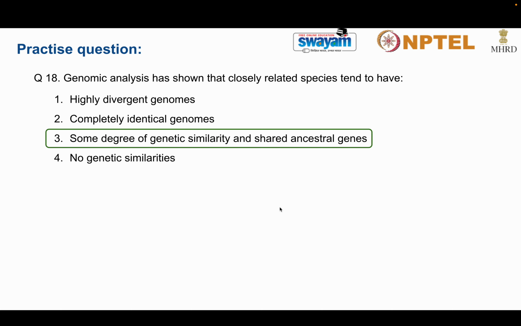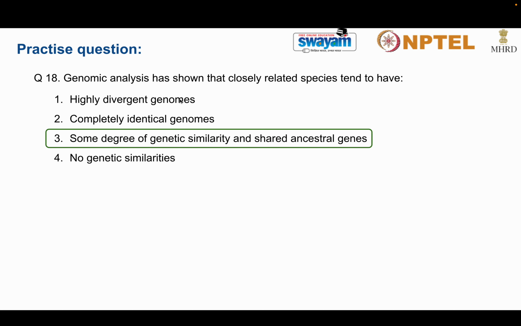So let's see the correct option. The correct option is some degree of genetic similarity and shared ancestral genes. Now, many of you will be asking why not completely identical genomes if they are closely related. If you observe species with completely identical genomes, yes, it is possible that they will be closely related. But not many closely related species will show completely identical genomes. And then there are some not closely related genes which may show identical sequences, which are known as paralogous genes, which are not closely related but still show identical sequences.